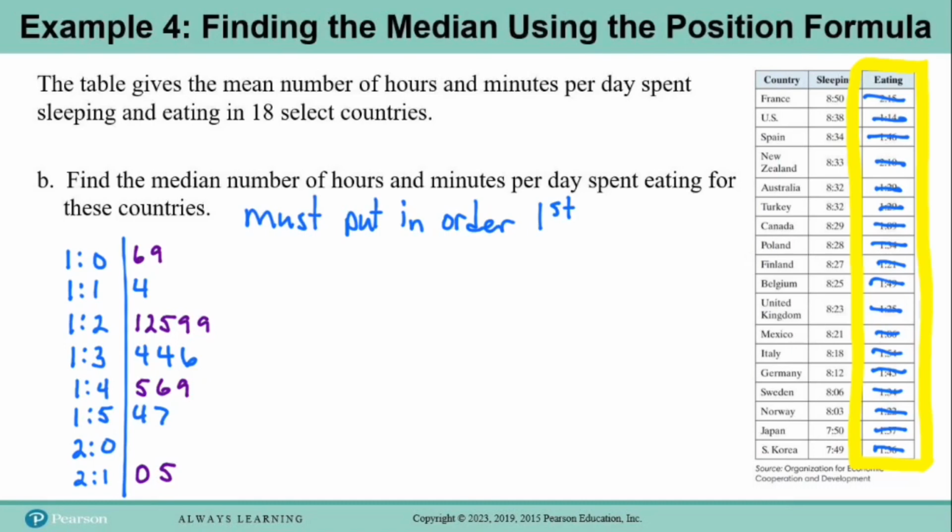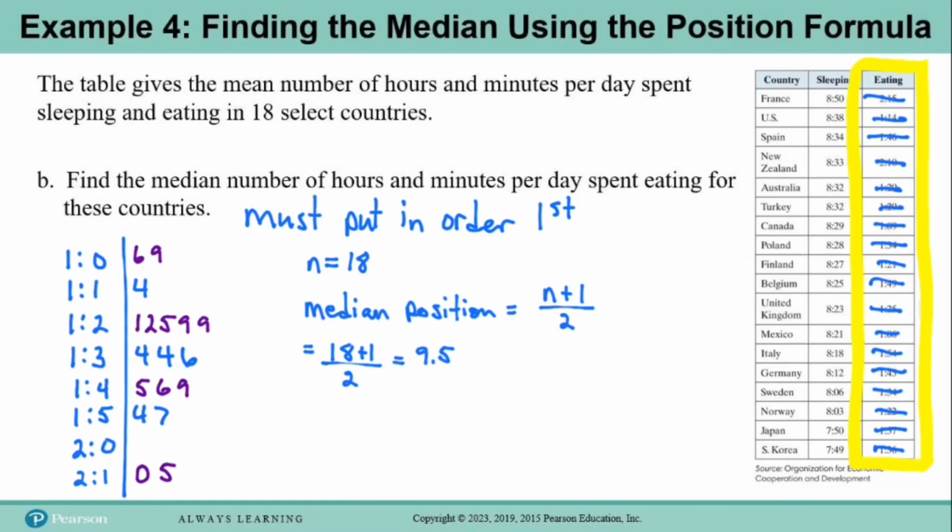We already know that the median is going to be the average of the 9th and 10th values, but let's just remember how we know that it's the 9th and the 10th. We used that little position formula, n plus 1 divided by 2. 18 data values means that n plus 1 divided by 2 is going to be 9.5, and that's just telling us that the median is the average of the 9th and 10th values.